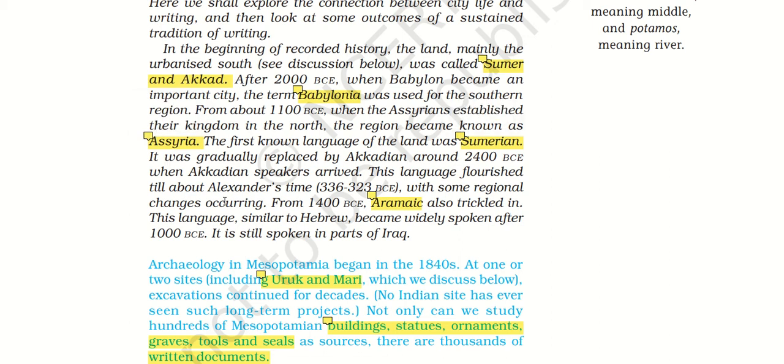What was the first language of the region? Sumerian. Which was the next language that developed from 1400 BCE? Aramaic.